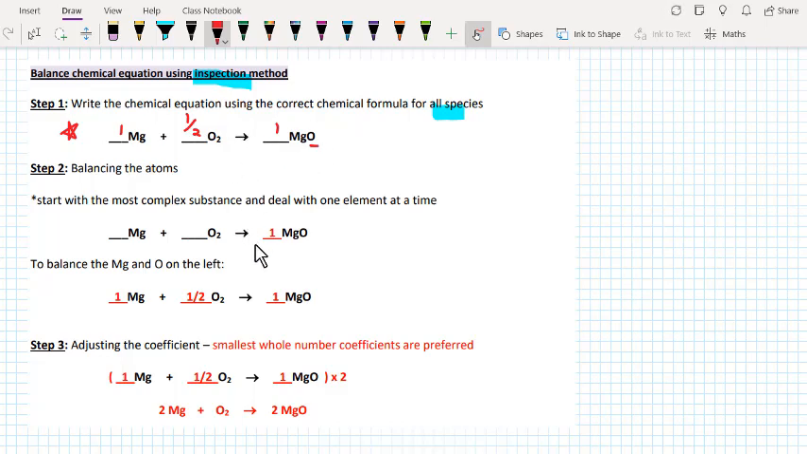So if you follow the steps over here, you can clearly see that you will eventually get the answer at the end. Okay, we prefer the smallest whole number. Because we have a fraction over here, you just need to multiply every species by 2 to get 2 magnesium, 1 mole of O2, and 2 moles of magnesium oxide. Okay, so this is the normal way that you use to balance an equation.